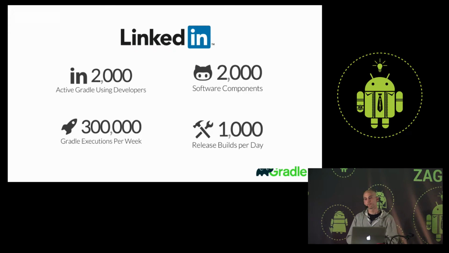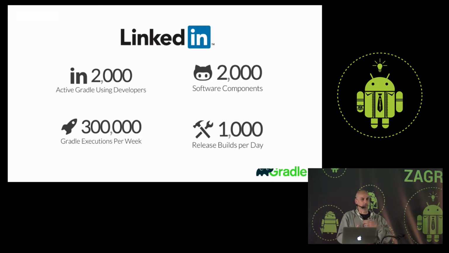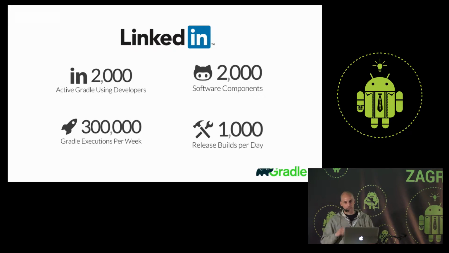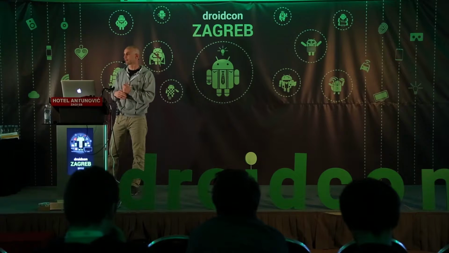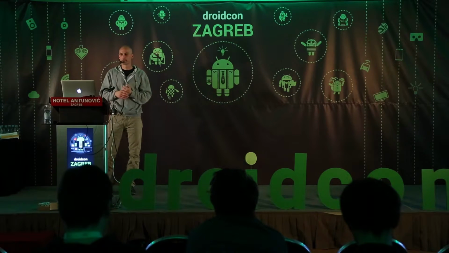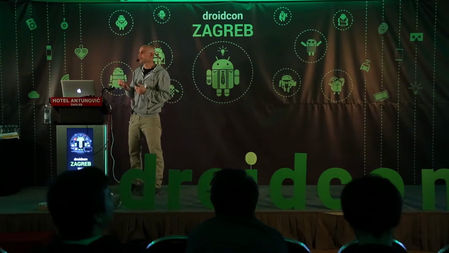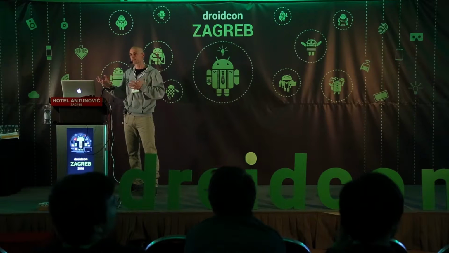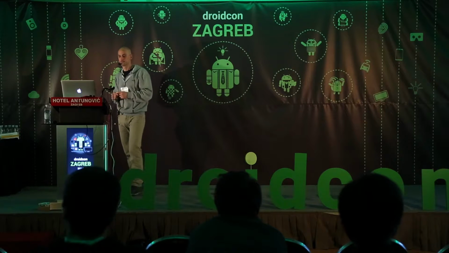To give you some concrete numbers from LinkedIn. LinkedIn switched to Gradle a few years ago because they were very ambitious in terms of what they wanted to do in terms of continuous delivery. They have like 2,000 people working with Gradle on a daily basis, and like 2,000 components, and these numbers are already maybe a year old. They do like 300,000 executions a week of Gradle and about 1,000 releases per day. Now these numbers are only possible because they use a build system that allows them to coordinate and map such a complex environment.